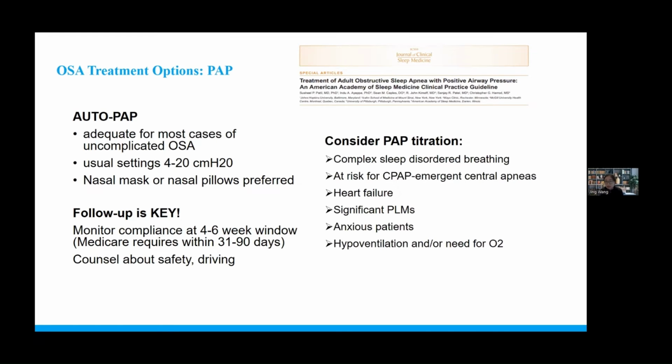You should consider doing a PAP titration if you have a case of complex sleep disordered breathing, so somebody with potentially mixed centrals, hypoventilation, or patients who have other comorbidities that predispose or increase their risk of having central or PAP-induced centrals, or who may just have more complicated sleep disordered breathing to begin with, like patients with heart failure, patients with a lot of periodic limb movements.